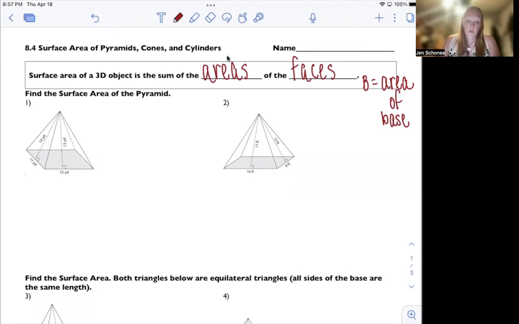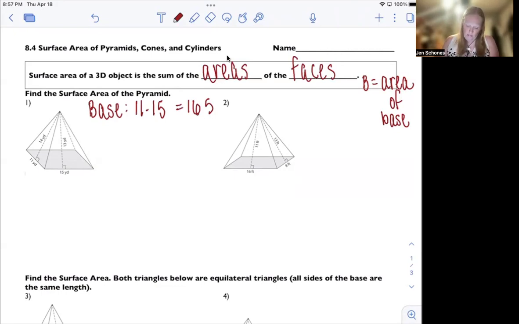Looking at example number 1, this is a rectangular pyramid because the base is shaped like a rectangle, and that's the shaded part. I'm going to first find the area of the base. It's a rectangle, so I'm just going to do 11 times 15, and when I multiply those together, I get 165. This is just the way I organize it: I find all the areas I need, figure out if any are duplicates, and then add them up.